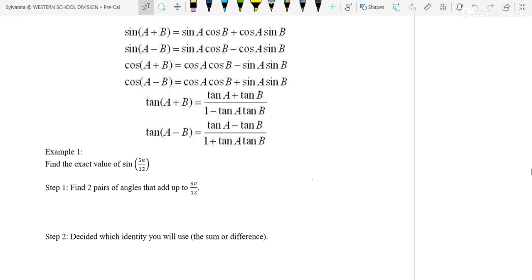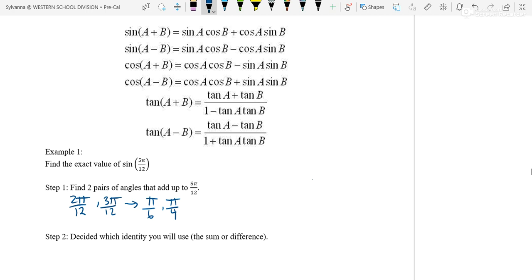Say I want to find the exact value of sine of 5 pi over 12. The first thing you want to do is look for two angles that can add up to 5 pi over 12. I'm going to pick 2 pi over 12 and 3 pi over 12, because that adds up to 5 pi over 12. The reason I picked those two is because I can reduce the fractions. They become pi over 6 and pi over 4.